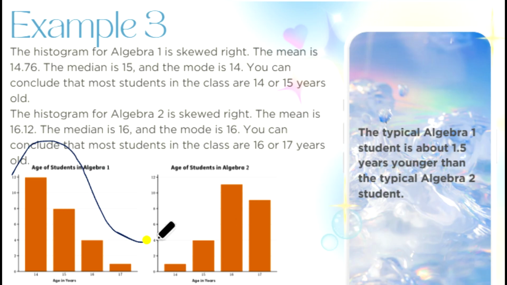The histogram for Algebra 2 is skewed right. The mean is 16.2, the median is 16, and the mode is 16. You can conclude that most students in the class are 16 or 17 years old, which you can clearly see right here. The typical Algebra 1 student is about 1.5 years younger than the typical Algebra 2 student.